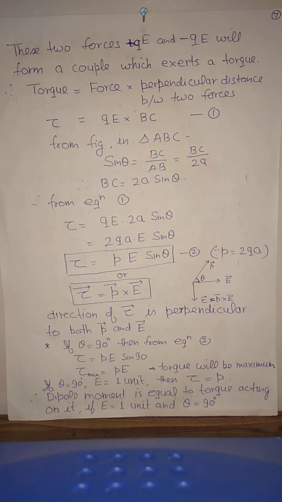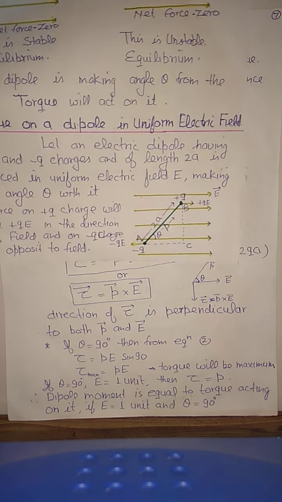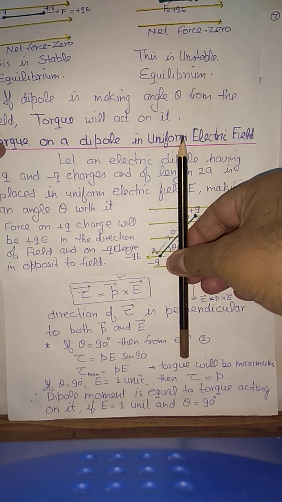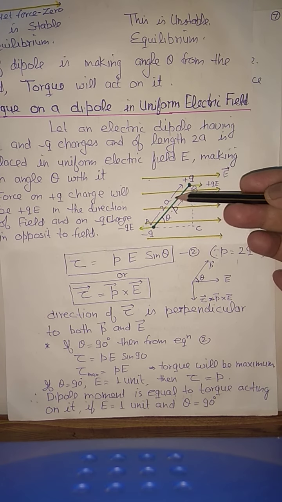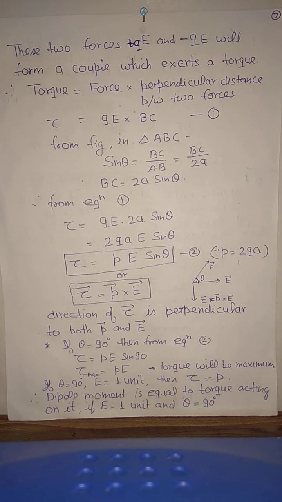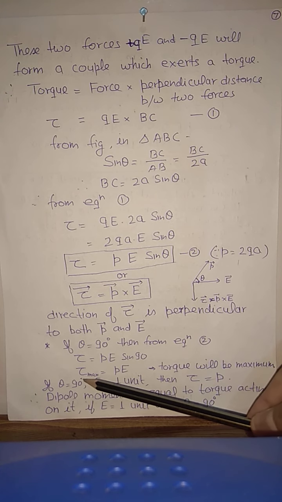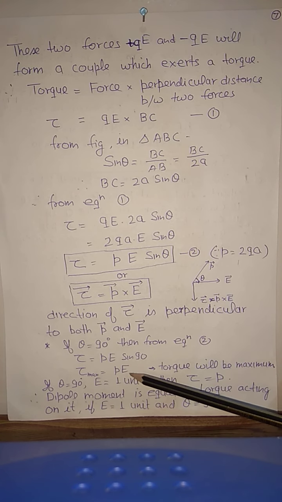Now from equation 2, you can put the condition. If dipole is placed perpendicular, you see here, this was making an angle, this was parallel, and if we put it like this, then the angle will be what? 90 degree. So if theta is 90 degree, then tau is equal to pE sine 90, and therefore torque is equal to p into E. Sine 90 is 1. And in this condition, when dipole is placed perpendicular to the electric field, the torque acting on it will be maximum.